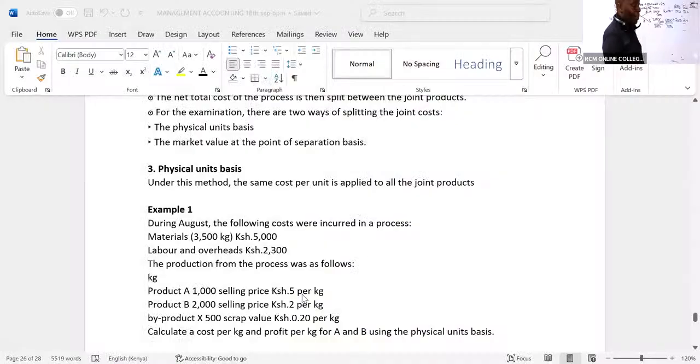So for A, the selling price, I can see A is going for 5 bob. Then this other one is going for 2 bob. Now give me the profit per unit.